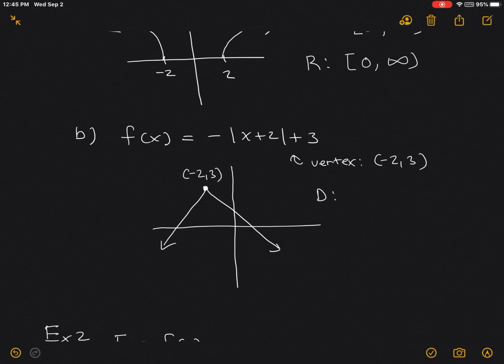The domain, the x value, is not restricted. It can be any x value in the number line. So it's going to be all real, which we say is minus infinity to infinity. And the range, for the lowest y value, the y value can go really, really low, because the arrows are dipping down. So going from bottom to top, it's minus infinity until it hits the y value of the vertex, which is 3, and that's your range.